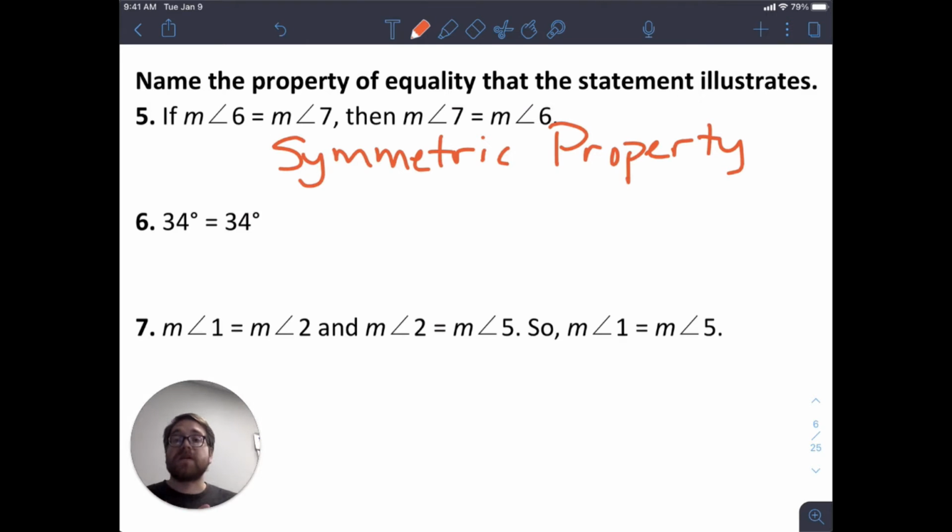The symmetric property allows us to say that these two quantities, no matter which side of the equal sign they're on, are equal to each other. So whatever the measure of angle 6 is and whatever the measure of angle 7 is, if I flip them around on either side of the equal sign, it doesn't change their value. It doesn't change if they're equal or not. That's symmetric. Number 6 says 34 degrees equals 34 degrees. So a quantity is equal to itself. Which property is that? That's the reflexive property.